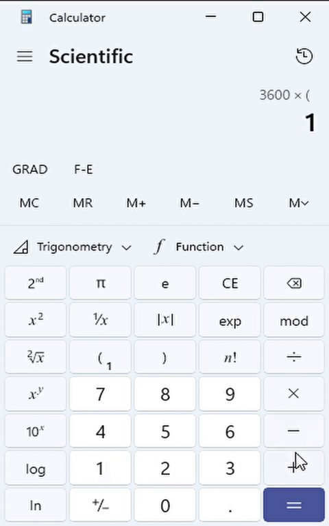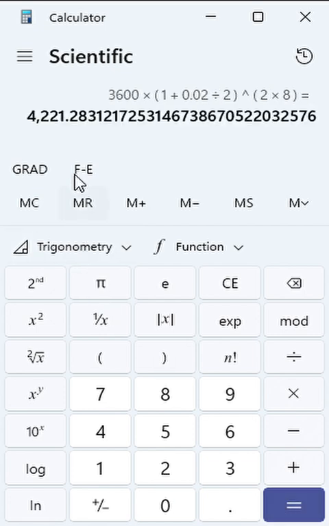Then 1 plus 0.02 divided by 2, with parentheses. Then to the power, parentheses, 2 times 8. 2 times 8 is 16, but if you don't know 2 times 8 is 16, type it like this. Use the parentheses, do not skip anything. Then click equal.